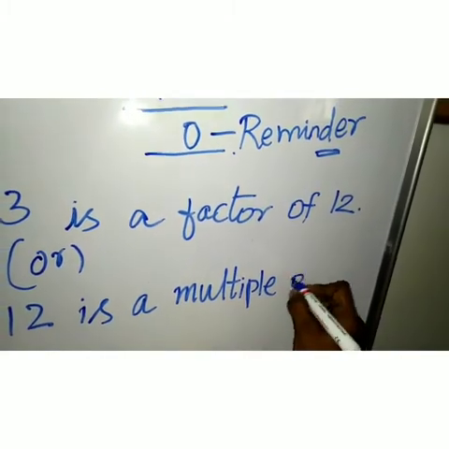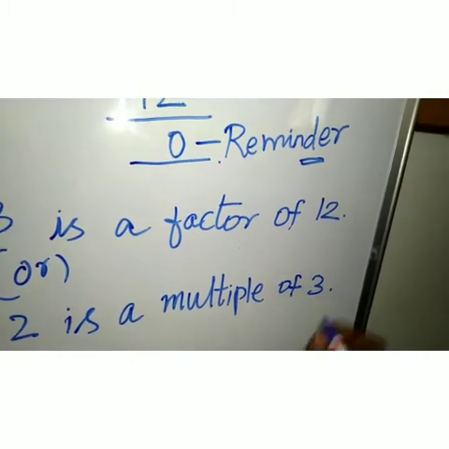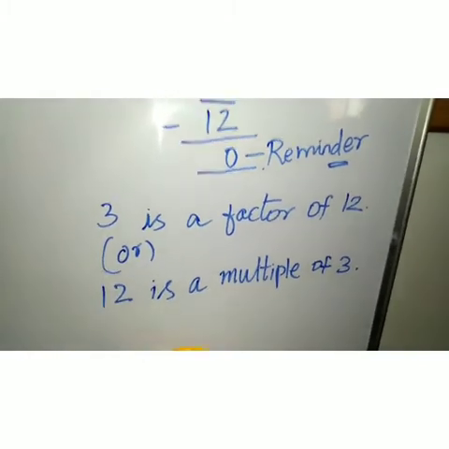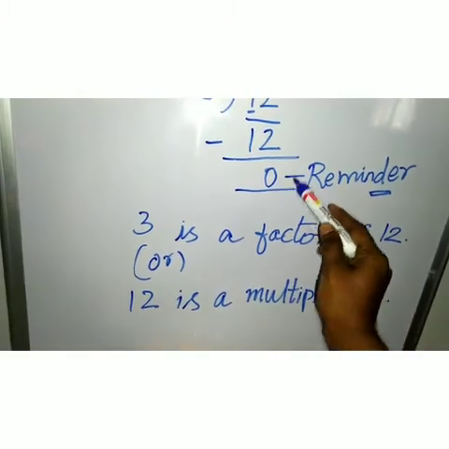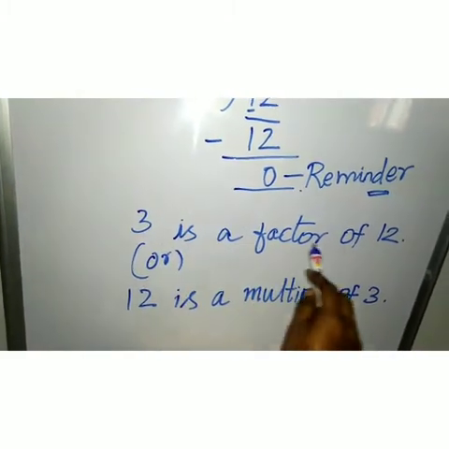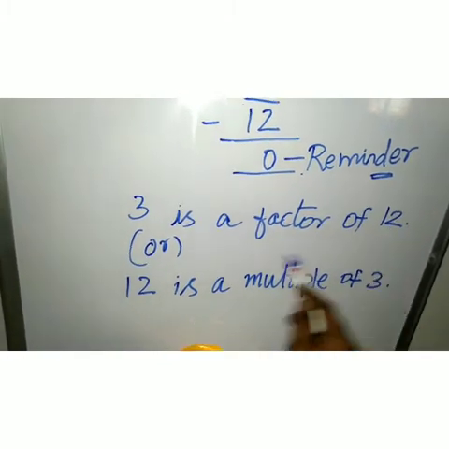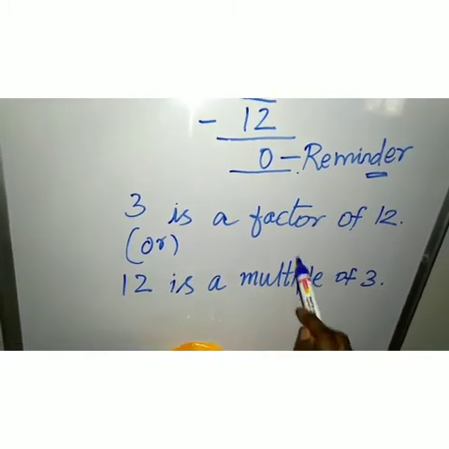How can you say 12 is a multiple of 3? Because by using the table of 3, we got the answer as 12. So 12 is in the third table. So 12 is a multiple of 3. Am I clear to you, children?